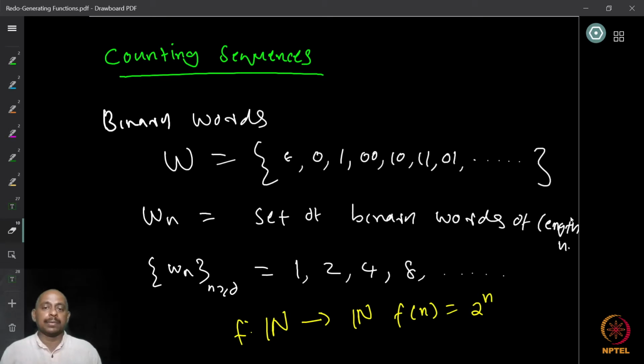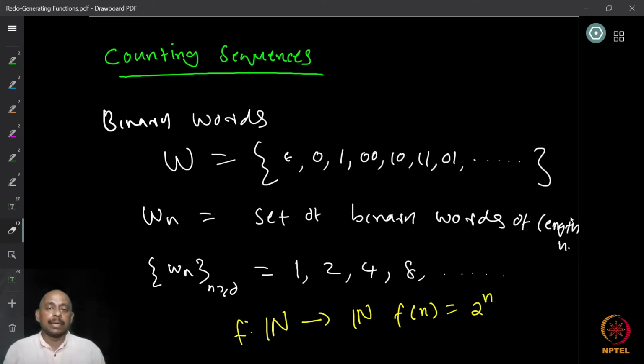How this sequence came about is that I'm looking at the number of binary words of length n. Let's say that W is the set of all binary words. Then I can arrange W as follows. We put the strings with 0 letters, which is the empty string. Then we have 0 and 1, which are the one-letter strings. Then you have 00, 01, 10, 11, which are the two-letter strings. This way we put this set.